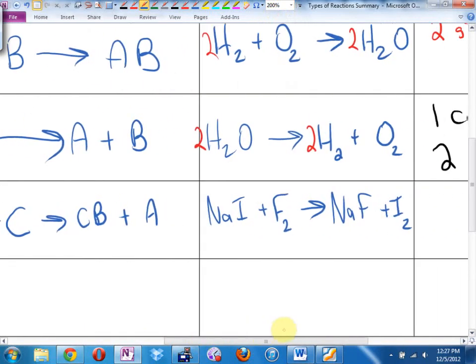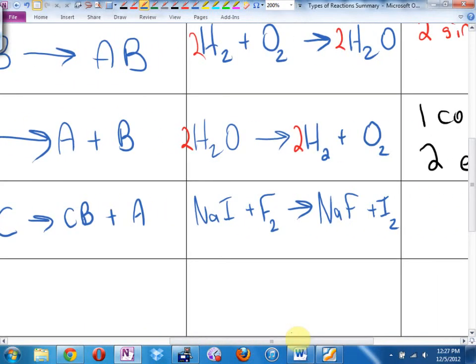And then we need to balance it. Let's see. 2 Fs, 2 of those. So I need 2 of those. And, oh, I think it's done. Woohoo!